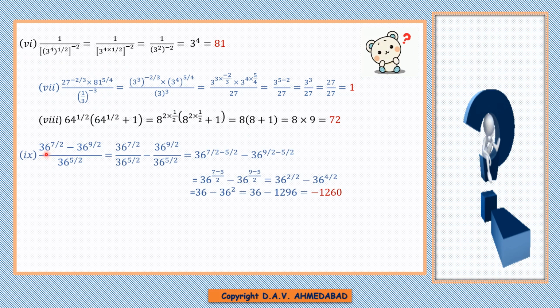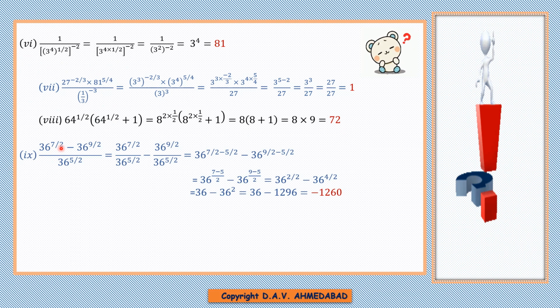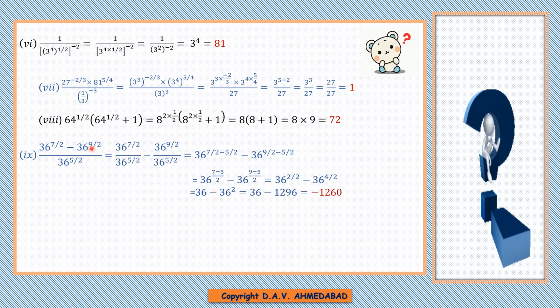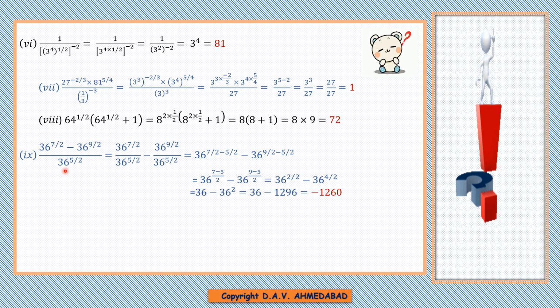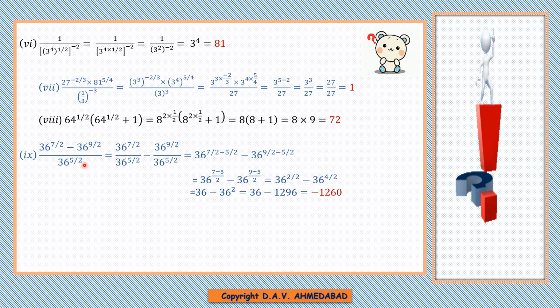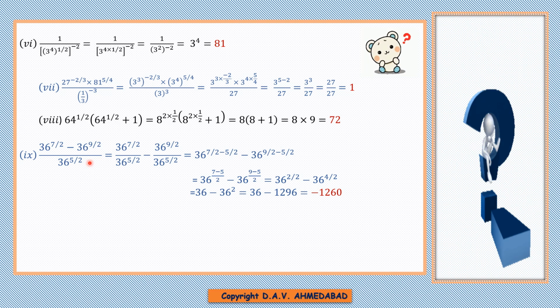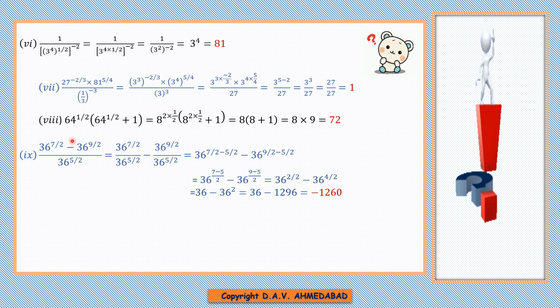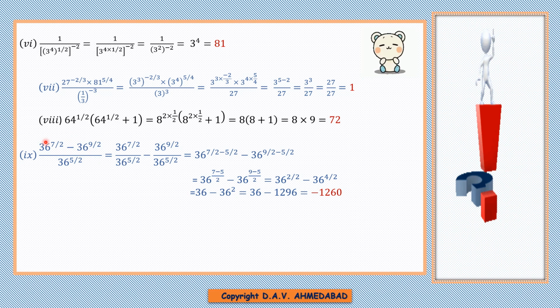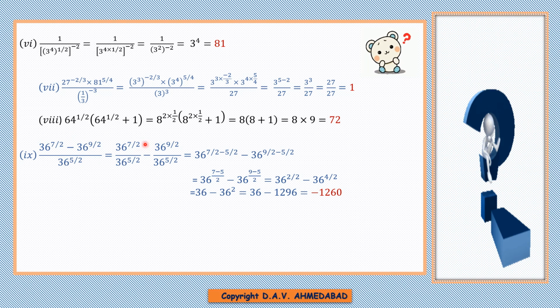Now next question is 36 raised to the power 7 by 2 minus 36 raised to the power 9 by 2 whole divided by 36 raised to the power 5 by 2. Children, please focus on this question. Very important question. Board is asking this question many times and students are making mistakes here. Here minus sign is given, so we cannot use the law. First of all, we need to write it like this.